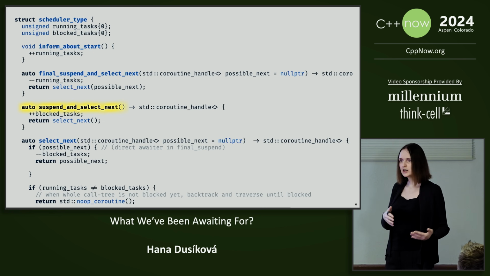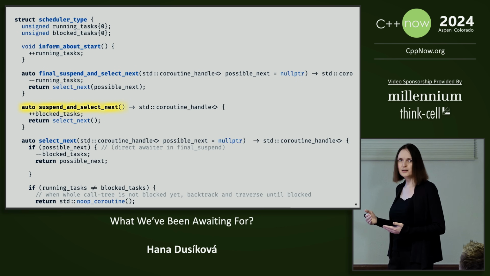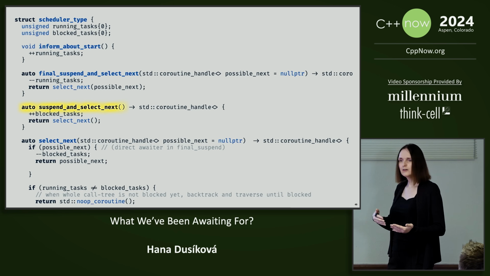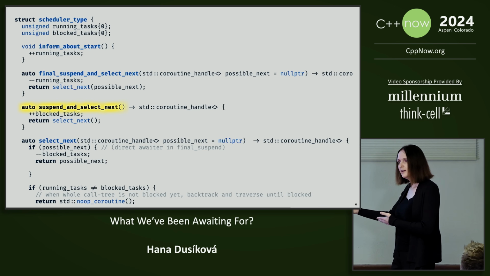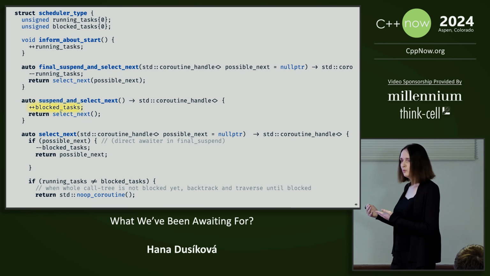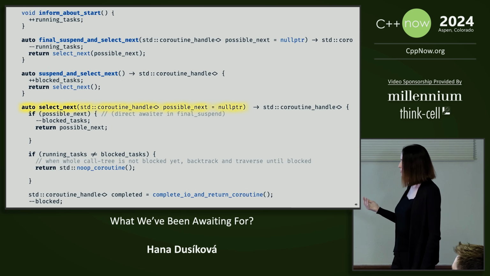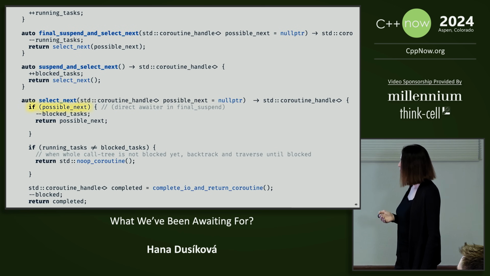If someone asks me to suspend and select next, maybe I'm co_awaiting on the coroutine. So it means it's blocked, and I need to select something next without any hint. The select next function will take a hint and return a handle.